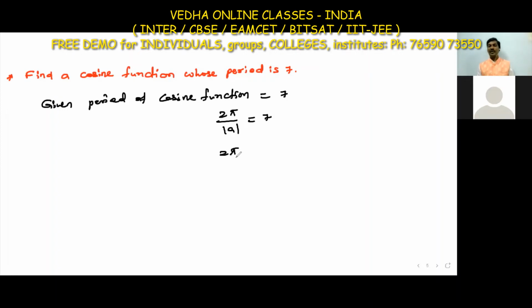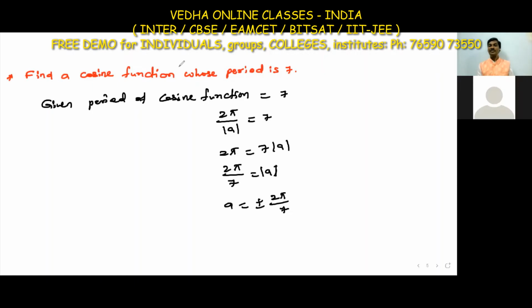So 2 pi is equal to 7 into mod a. Taking mod a to that side, it was dividing, so if you take it to the other side it multiplies. Take this 7 to this side. So 2 pi by 7 is equal to mod a. What is a? If you remove the modulus symbol, we get plus or minus. So plus or minus 2 pi by 7 is the value of a.